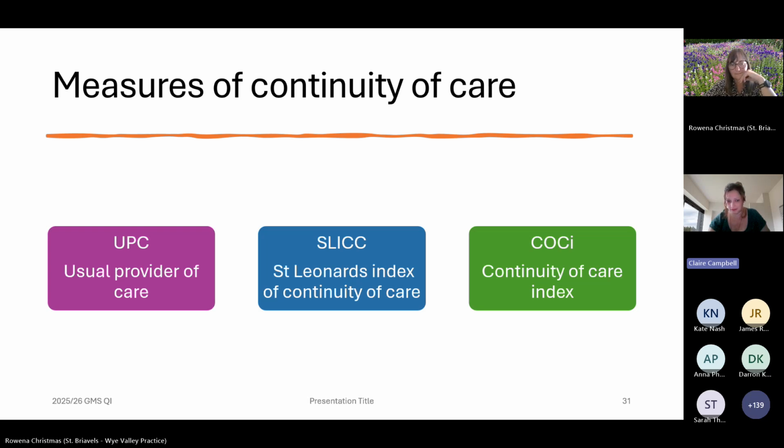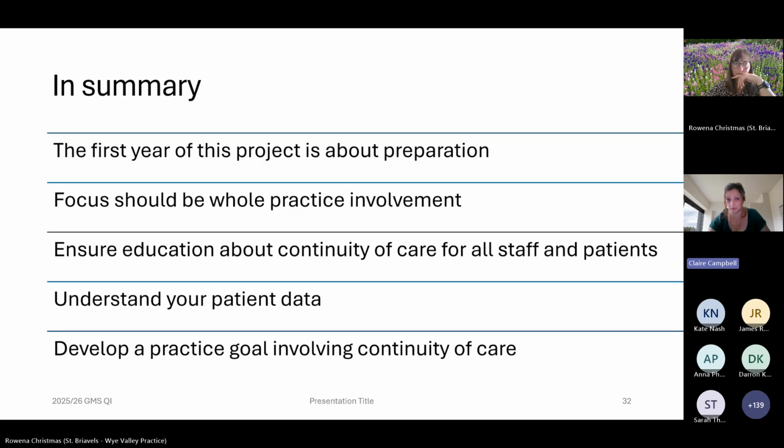So in summary, this first year is just about preparation. We gave you an awful lot of data in that presentation, which you can look back on, because obviously this will be recorded and we'll be providing the slides later for you to go through in your own time. It's really important that the whole practice comes along. So the focus should be whole practice involvement, educating everyone about continuity of care, staff and patients, understanding your patient demographics, and then developing a clear practice goal about continuity of care.